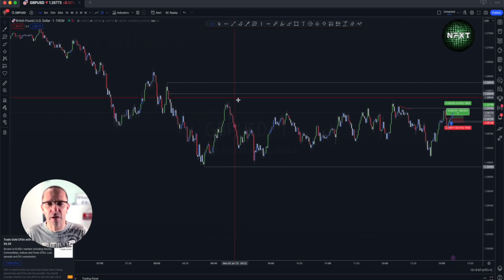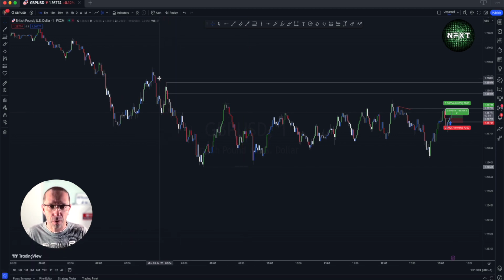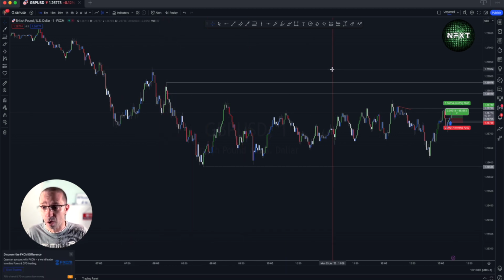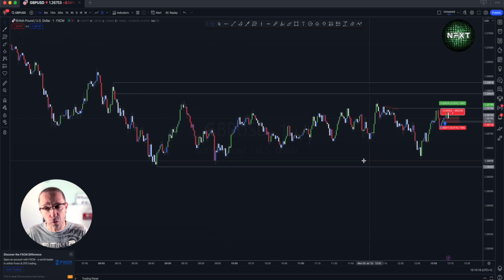We could have a break straight through, which is a full reversal, then taking out this previous area of supply and this swing high, and we could continue up. But if we then look for that reversal out, then I've got a nice move, potentially all the way back down to this low. But it all depends where this works out.